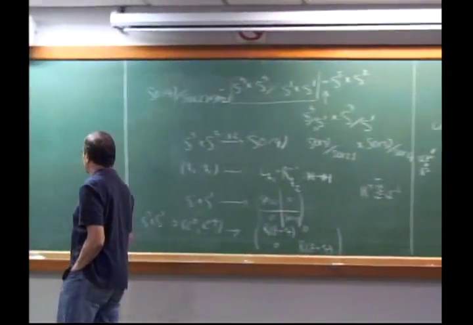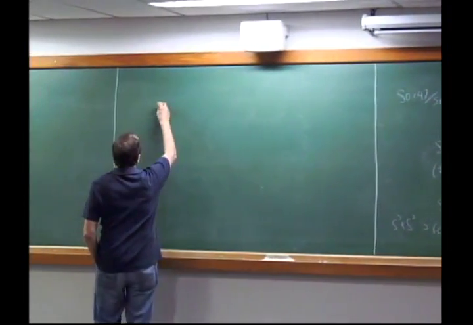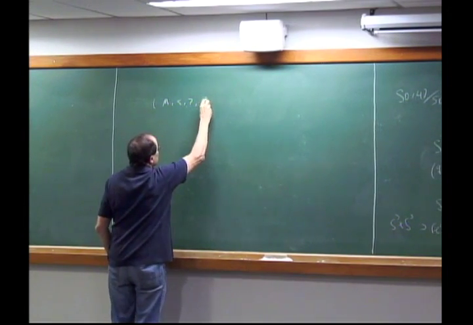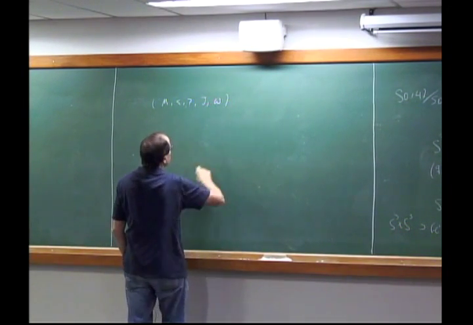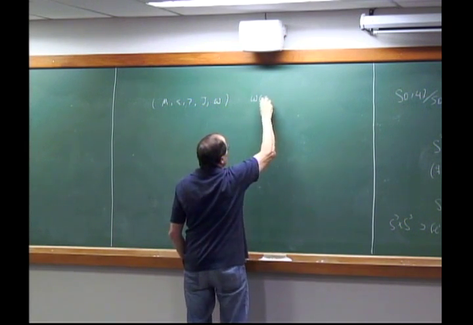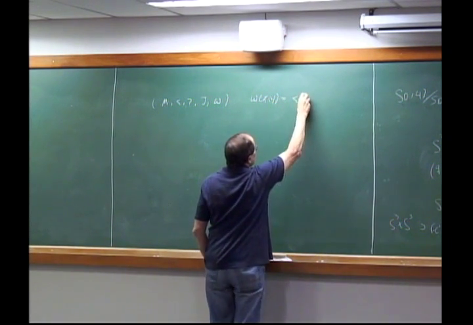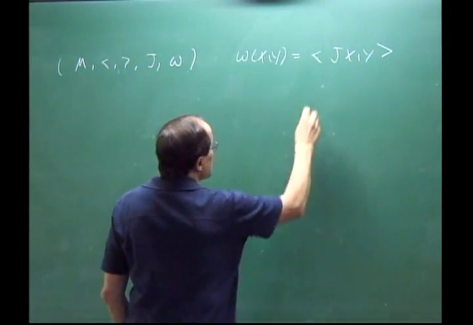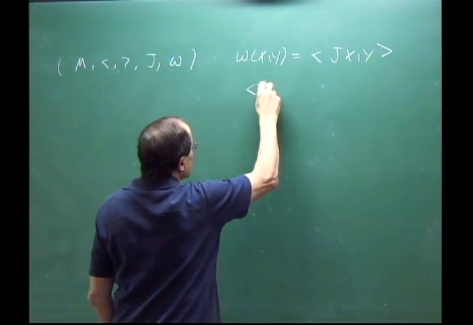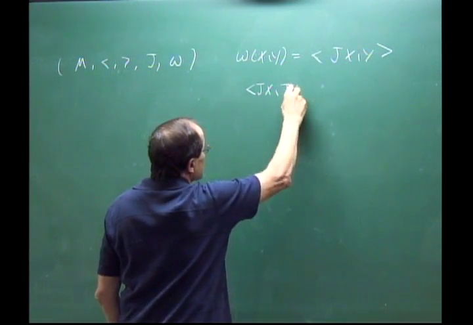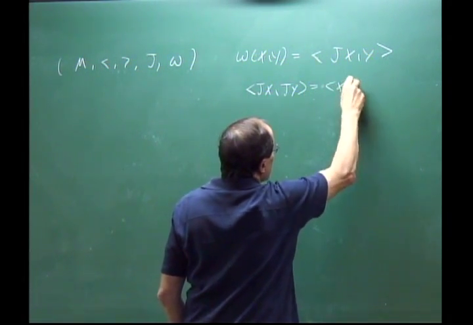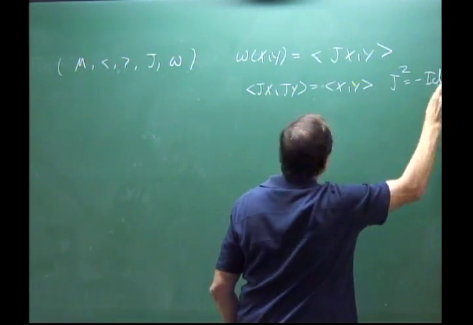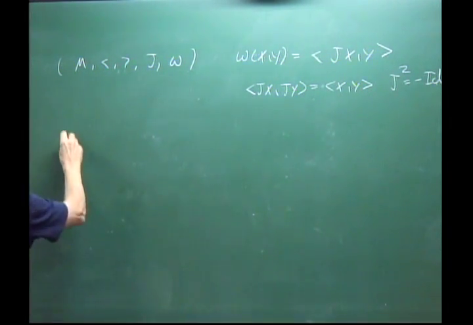First, let me recall what we said about Kähler manifolds a little bit. So we had this triplet of structures. Omega always was related to the metric like this. G was orthogonal. It was an isometry. And of course, J squared is minus identity, a complex structure. Right? And then we said it's Kähler.